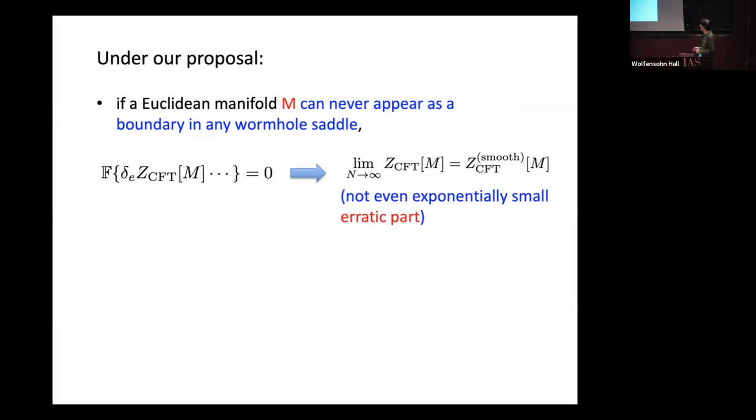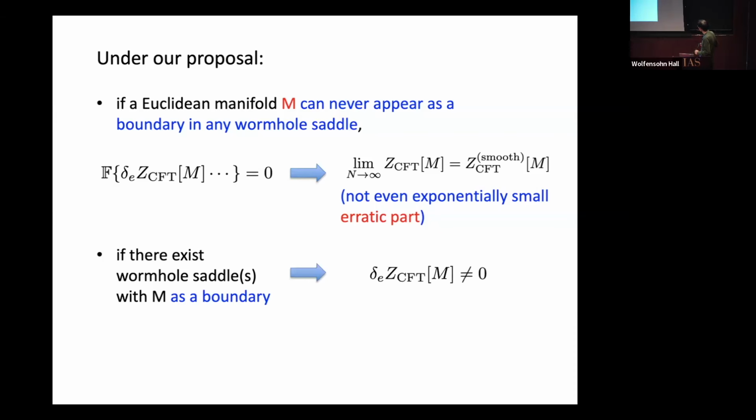Okay. And conversely, if there exist some wormhole saddles with M as a boundary, then that's an indication that the erratic part of M is non-zero. Okay, so I will just use this as a criterion, then try to deduce what would be the erratic part of the CFT partition function. And then we can check it. So we can make predictions.